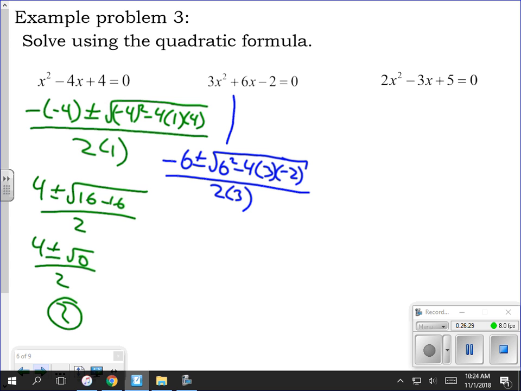Now I start to simplify. Negative 6 plus or minus the square root of 36. 4 times 3 is 12. 12 times 2 is 24. But it's plus 24 because I have 2 negatives there. Over 6. Be careful. If I have a minus and a negative for my A or my C, that becomes plus inside rather than minus inside. Common mistake, it's always subtract no matter what the sign is. Got to be careful about that.